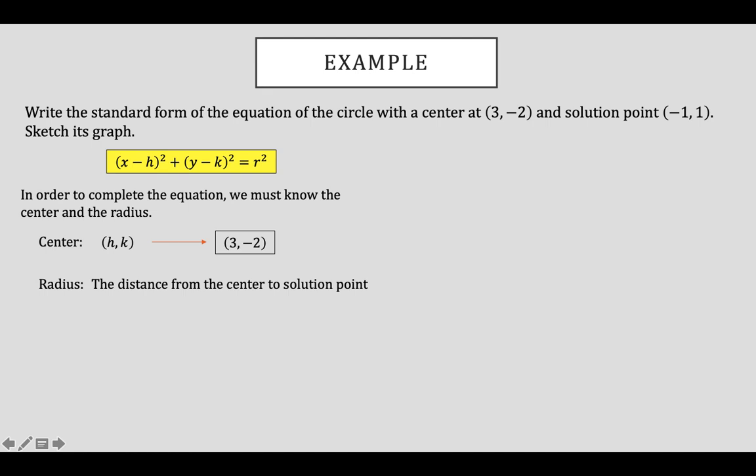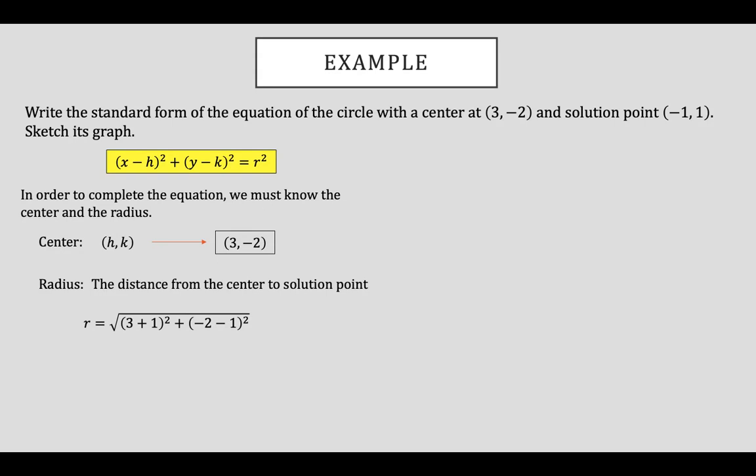So to do that, again, we have our distance formula. Distance, in this case we'll call the radius, is equal to the square root of 3 plus 1 quantity squared. That's the difference of the x-coordinates. That's x2 minus x1 squared plus y2 minus y1 squared. So we have plus negative 2 minus 1 quantity squared. We're finding the distance between those 2 points, the center and our solution point. We take the square root.